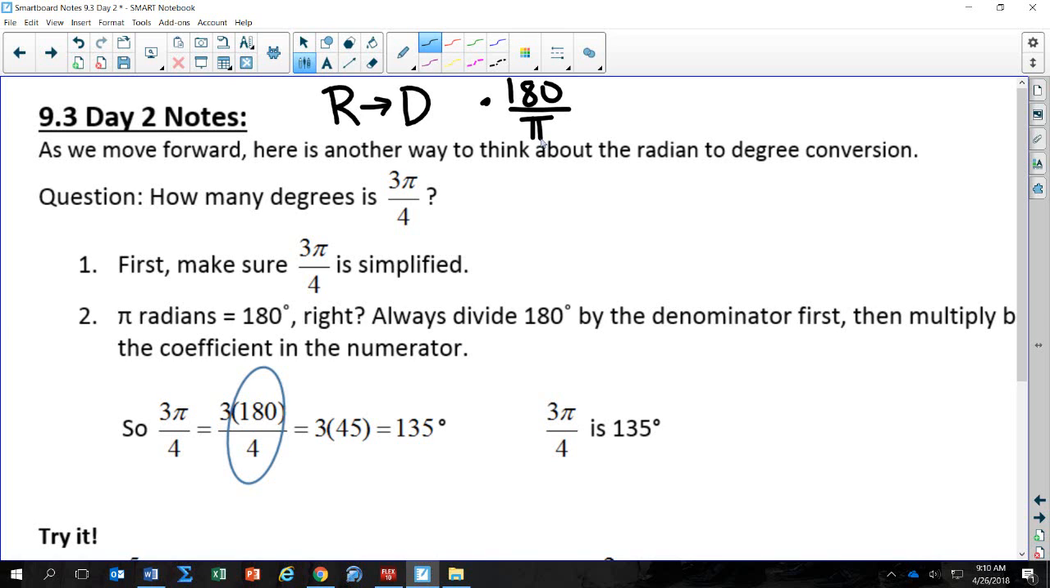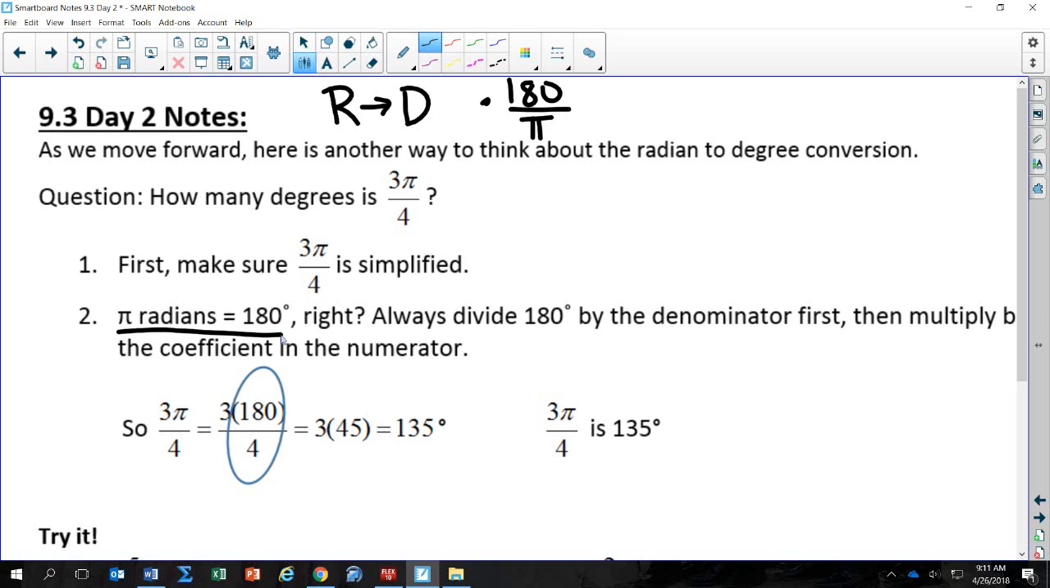So you're answering the question, how many degrees is 3 pi over 4? Well, does everyone agree that pi is just 180 degrees? Pi is equivalent to 180 degrees. I can think about this like it's a substitution problem. If pi radians is 180 degrees, then I can just plug in 180 for pi. You're always going to divide 180 by the denominator first, and then multiply by the coefficient in the numerator.